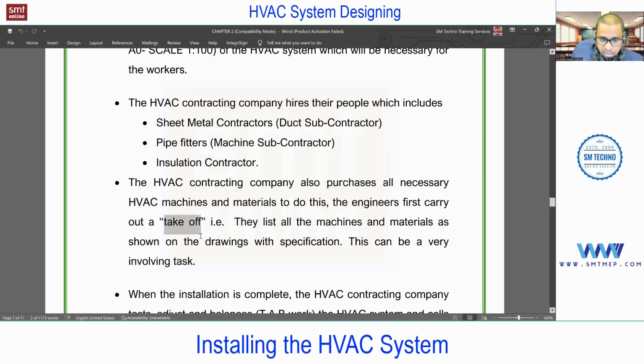This is also important, and it's a lengthy task. It means they list all the machines and material as shown on the drawing, with the specification. This is very, very important. You must follow the specification as per the requirement of the project.